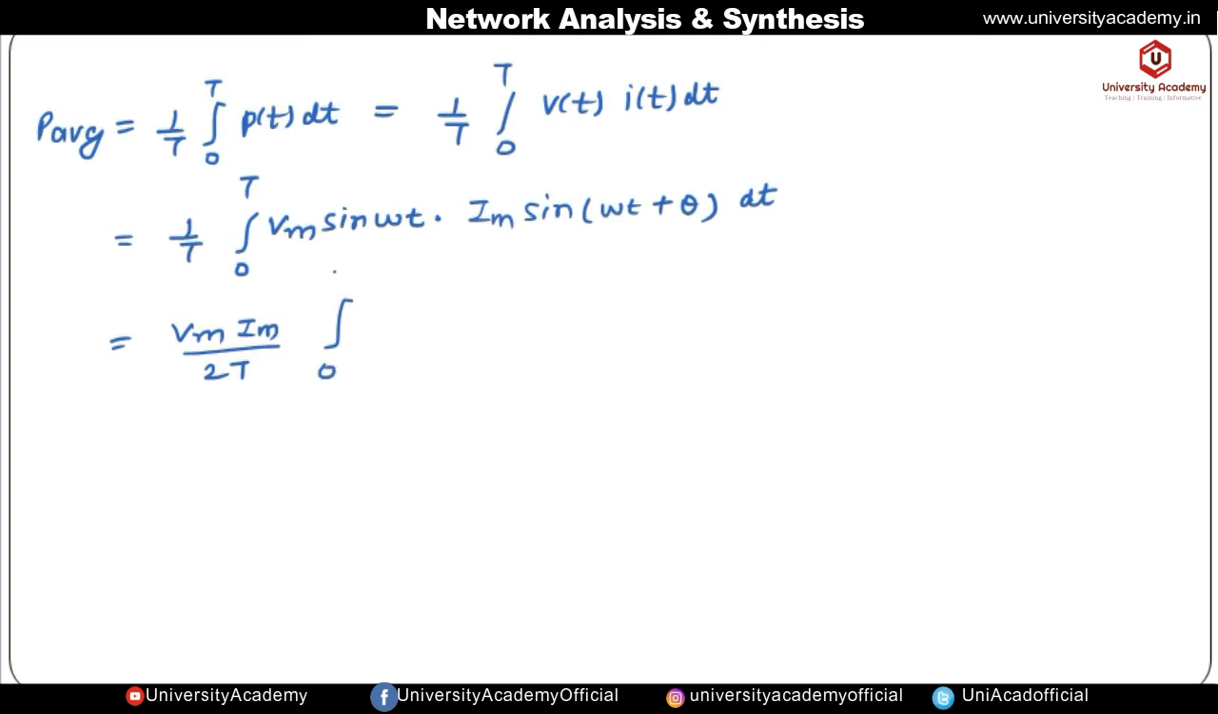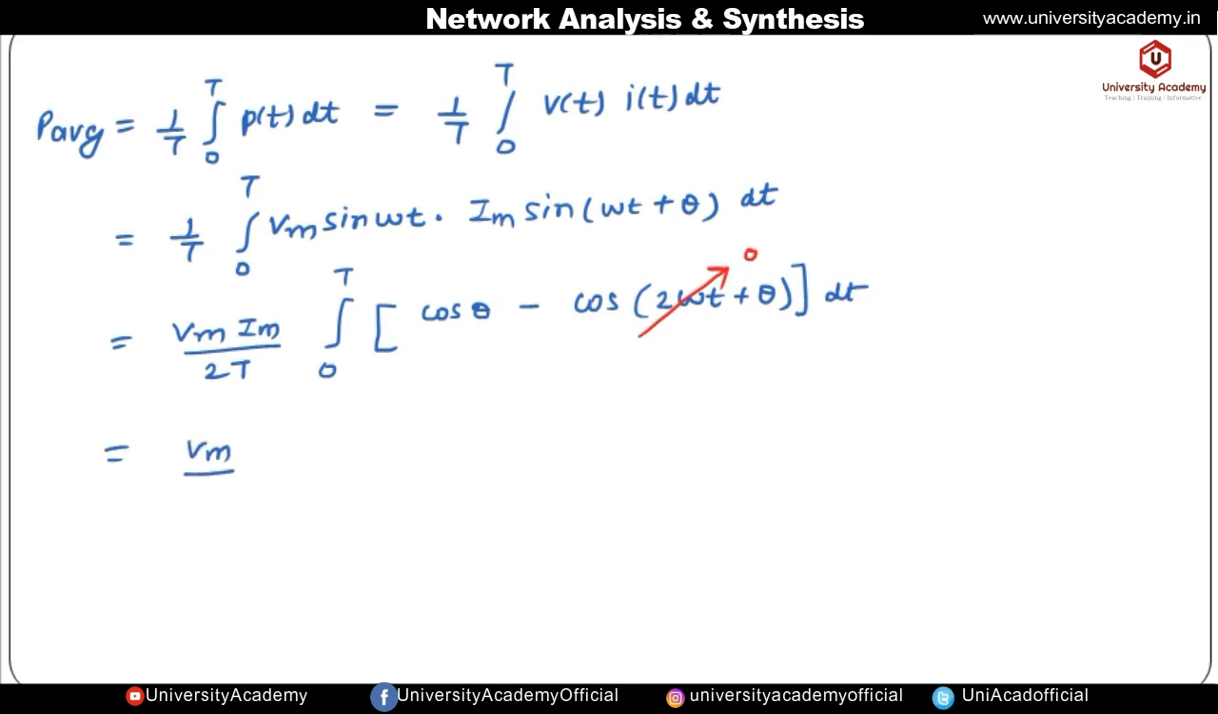So we are getting integration from 0 to T, so it will be equal to cos of a minus b, that is cos of minus theta, and cos of minus theta is equal to cos of theta. Then minus of cos of a plus b, that is cos of 2 omega T plus theta, into dt. So integration of cos of 2 omega T plus theta from 0 to T will be equal to 0. Okay, now we are getting Vm Im by 2.